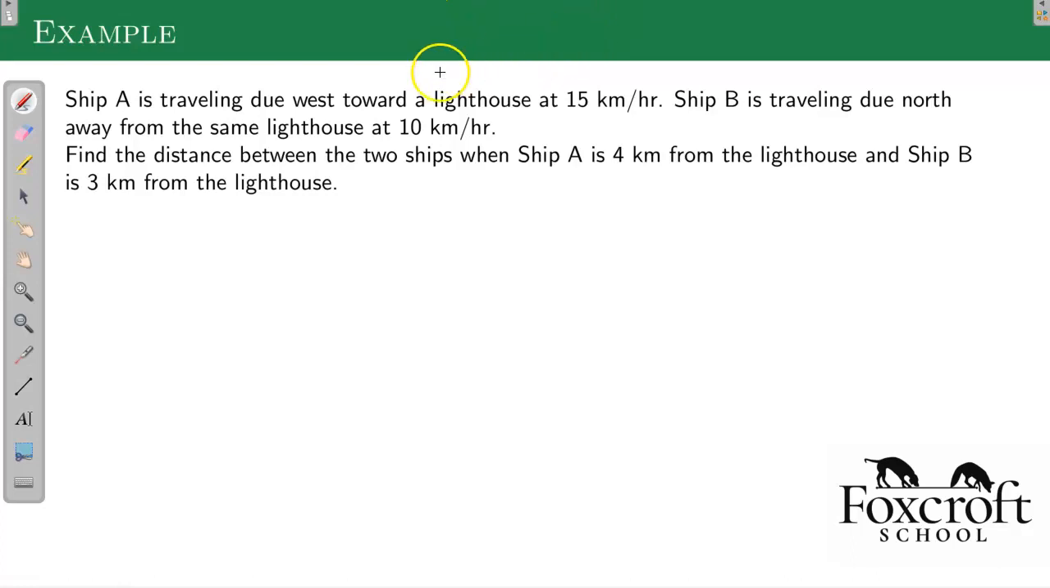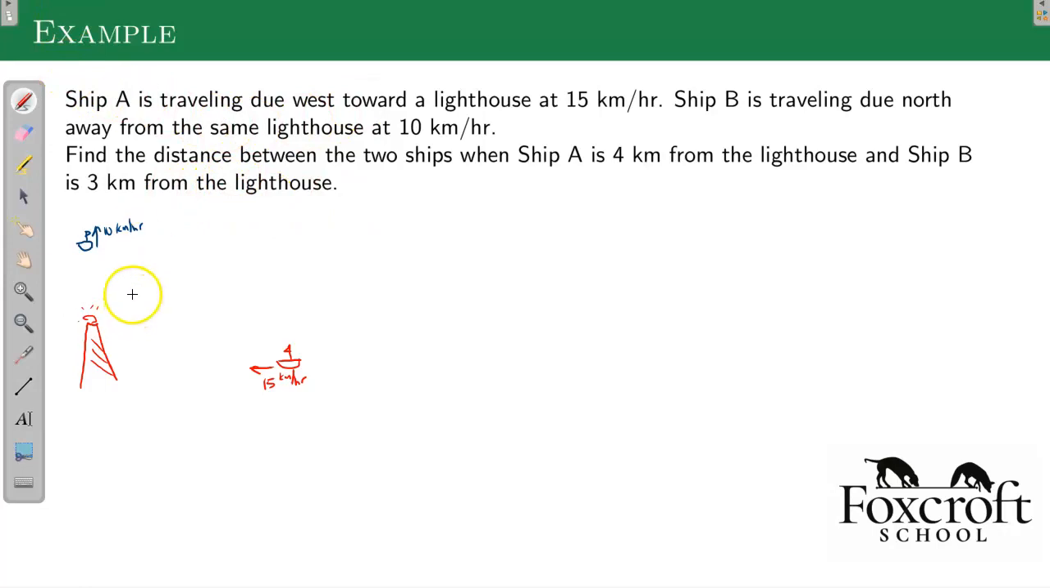So first example, ship A is traveling due west toward a lighthouse. So let's put our lighthouse. Now we have a ship going west towards it at 15 kilometers per hour. Ship B is traveling north away from the lighthouse. So ship B is going north at 10. Find the distance between the two ships when ship A is 4 kilometers from the lighthouse and ship B is 3 kilometers from the lighthouse.